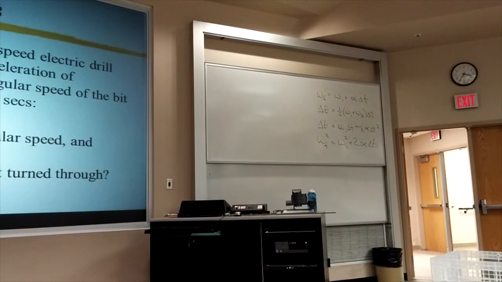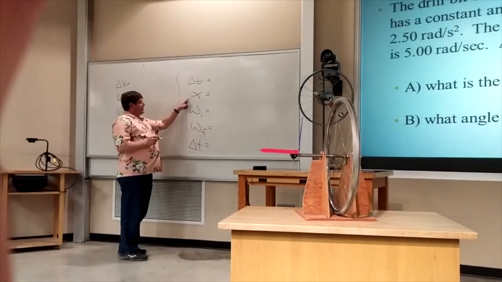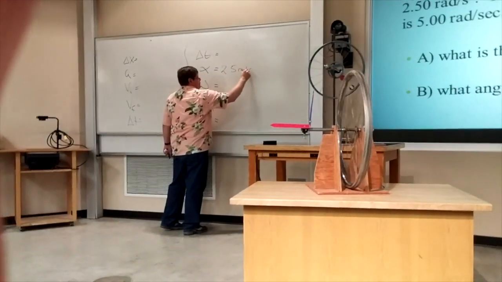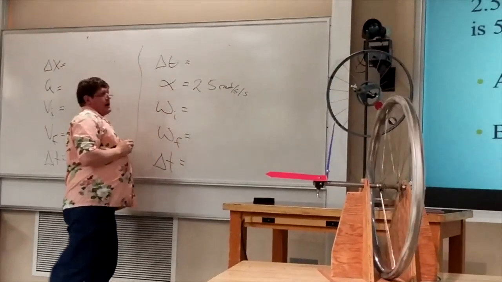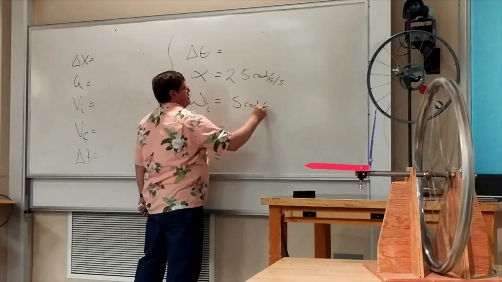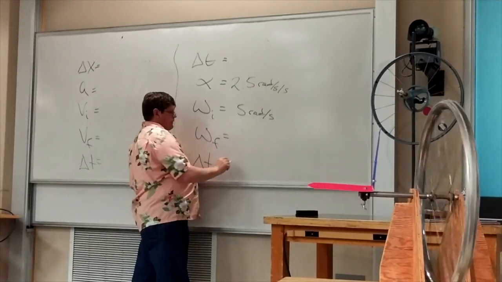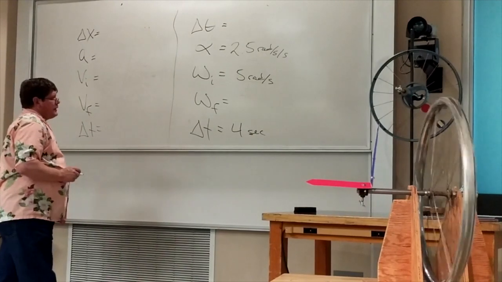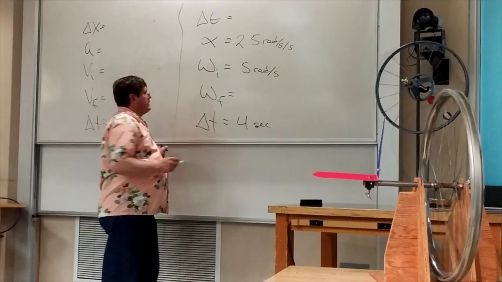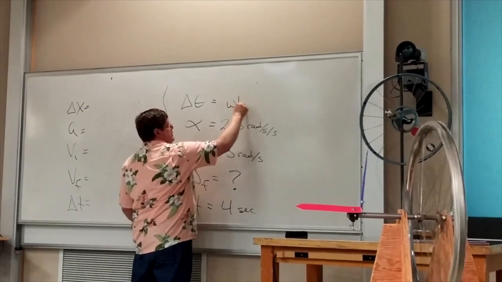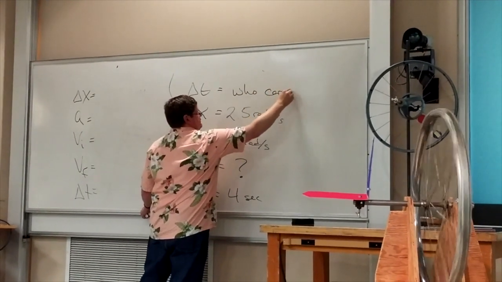Okay, let's solve this together. I know that the angular acceleration is 2.5 radians per second every second. I know that the initial angular speed is 5 radians per second. And I know that we're looking at this for 4 seconds. In part A, we're looking for the final omega, and that makes this delta theta the who cares.